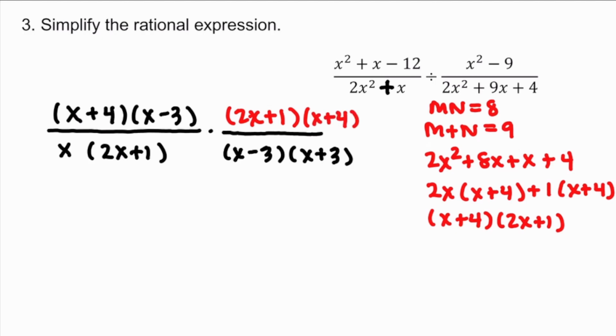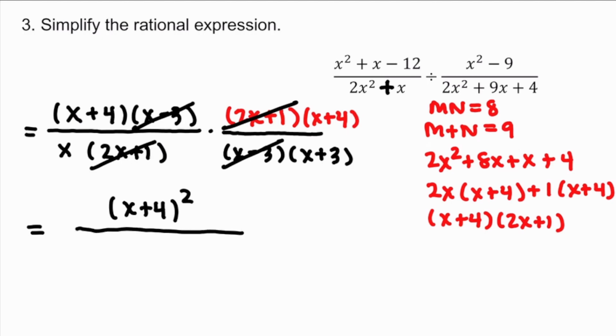Alright, and now I'm going to go in and cancel off things that are identical. I've got these x minus 3s, they're the same. I've got these 2x plus 1s, they're the same as well, so I'm going to get rid of them. And so now I'm left with 2 powers of x plus 4 in the numerator, and x plus 3 in the denominator. Now, if I had to, I could expand those, but I think that's how the answer choices look on the equivalent problem on the test, that it's factored for us.